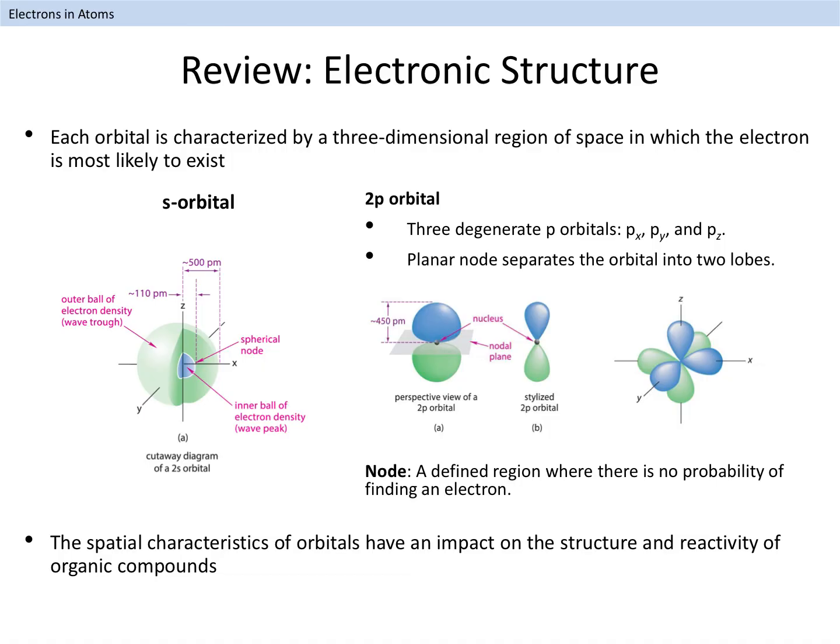Nodes are regions where there is zero electron density. The various p orbitals are superimposed around the nucleus of the atom, pointing in their respective directions in space.